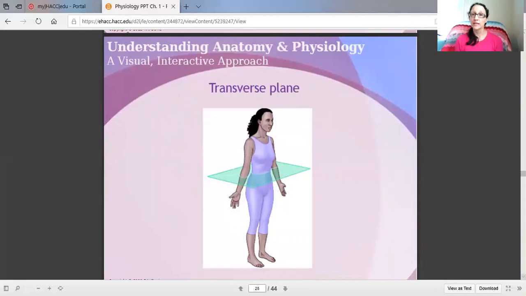The transverse plane, remember, divides the body into upper and lower portions, not necessarily halves. Again, it can be anywhere. The transverse plane provides what movement? Rotation. Rotation occurs along the transverse plane. Good.